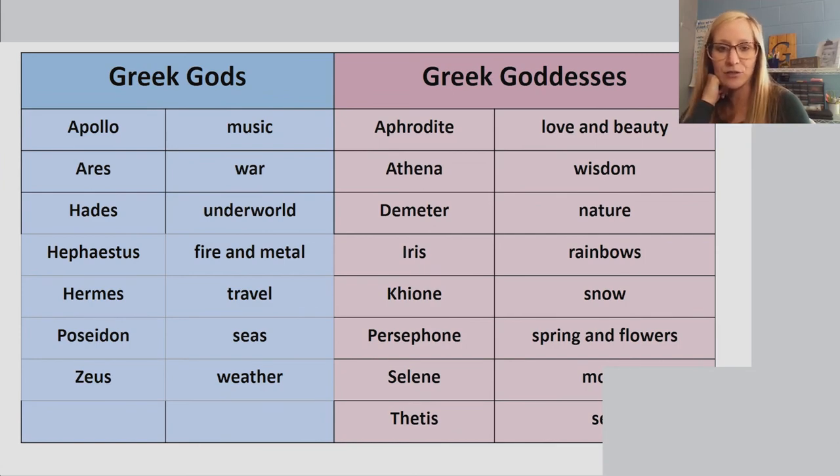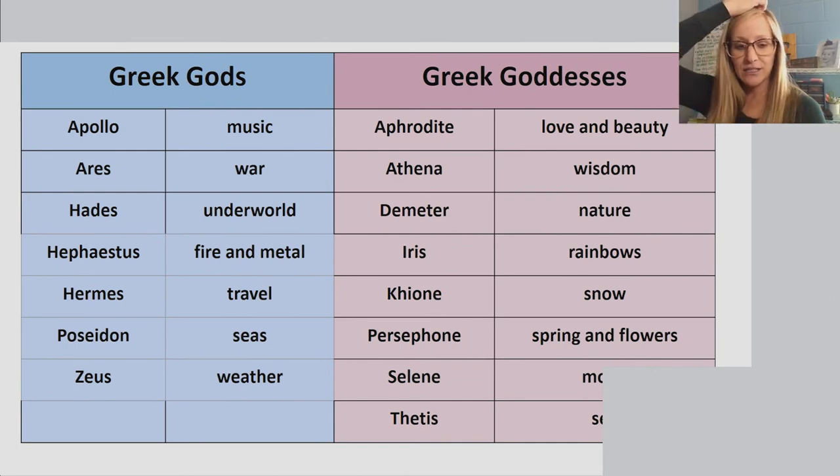Apollo was the god of music. Hermes was the god of travel. Poseidon was the god of the sea. Zeus was the god of weather, just to name a few. Aphrodite was the goddess of love and beauty. Athena, the goddess of wisdom. Demeter was the goddess of nature. Persephone was the goddess of spring and flowers. So you are welcome to choose any of these Greek gods or goddesses for your own story.